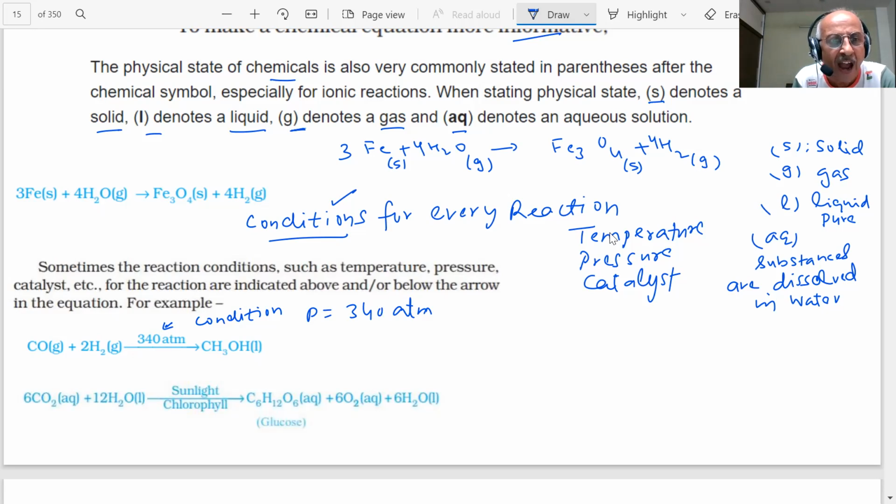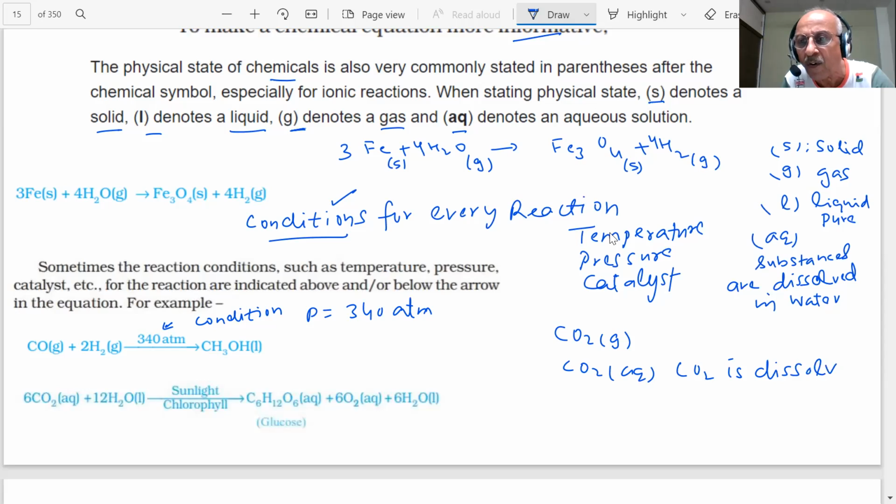Water is liquid, student. This is aqueous. You can see the word aqueous. That means carbon dioxide is dissolved in water, student. When I write CO2, gas is different. When I write CO2 aqueous, that means carbon dioxide is dissolved in water. Please pay attention, student. And sunlight and chlorophyll, these are the reaction conditions.